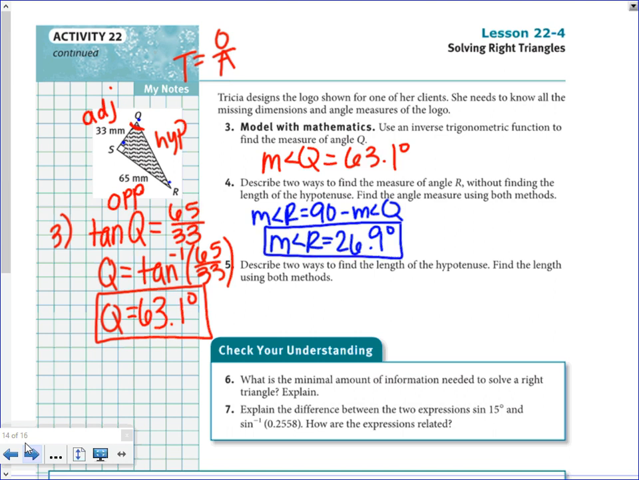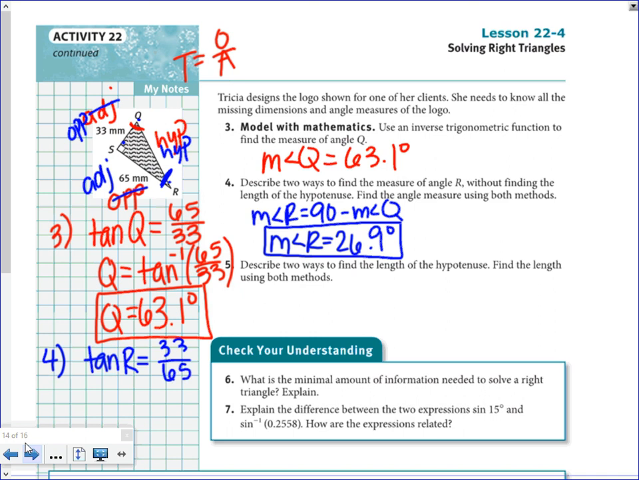So that's one way, but it said describe two different ways. So another way would be to go back and use trig. I'm going to do this one in blue so that you can see. My hypotenuse is still the hypotenuse, but in relation to angle R, the 33 is now the opposite, not the adjacent. And the 65 is now the adjacent, not the opposite. So I again am using opposite and adjacent. So that's going to be tangent, but I'm looking with respect to angle R. So the tangent of angle R, opposite we said was 33, and adjacent is 65.